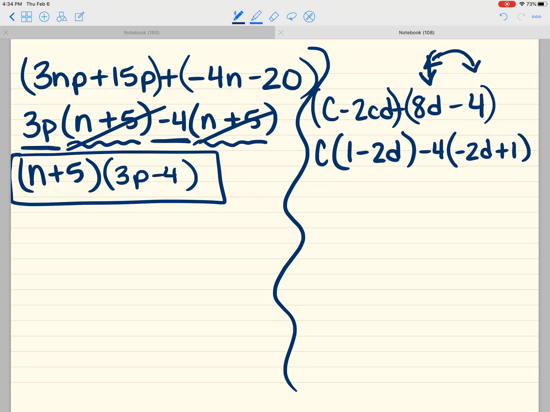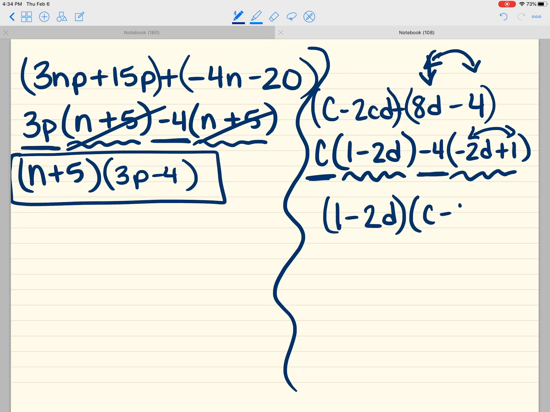Right? So if I look inside my parentheses, I do have the same thing, they're just reversed, right? So if you were to flip those, you would have 1 minus 2d. All right? So that means I can factor those out since they're the same. You would get 1 minus 2d times whatever you have left in front. In this case, that would be c minus 4.